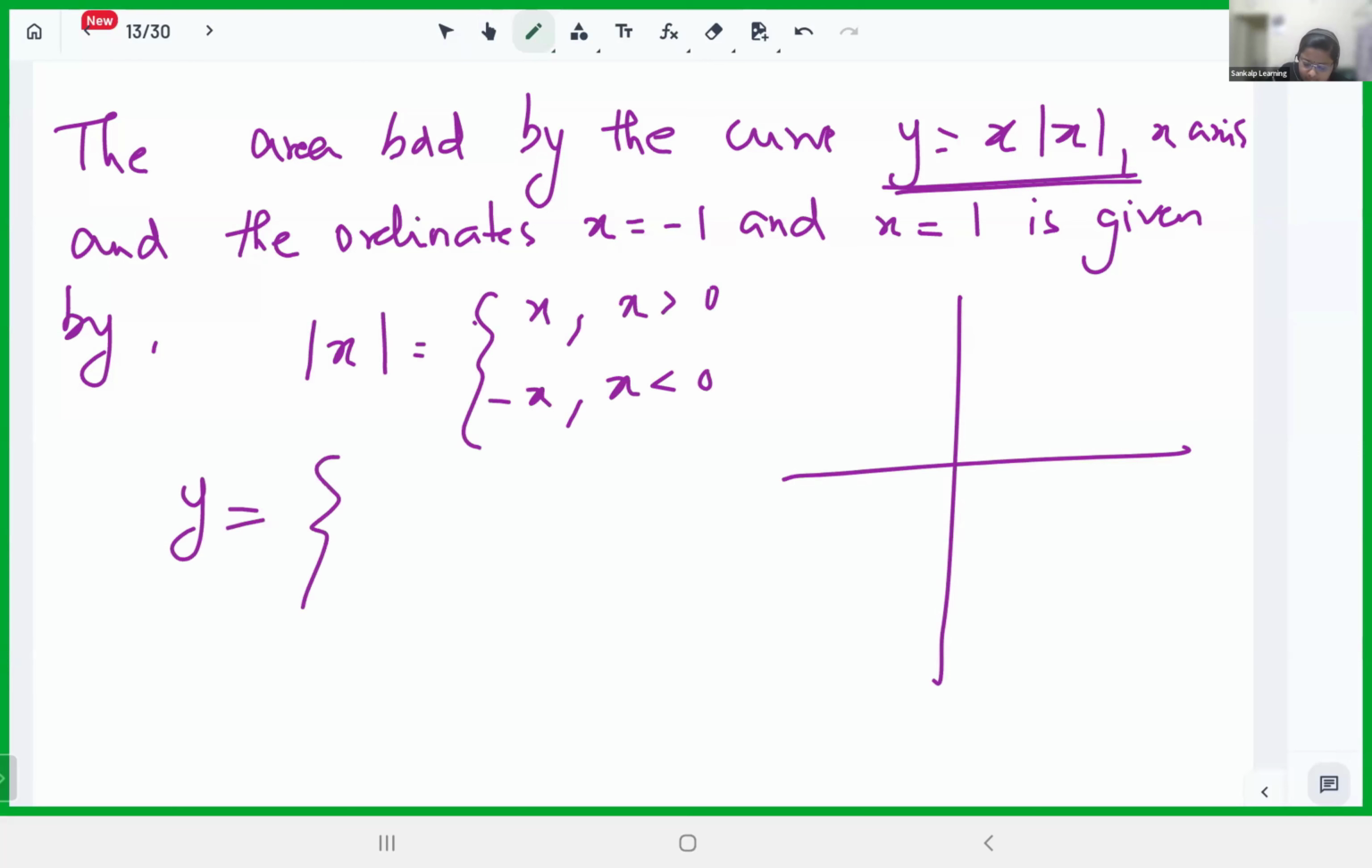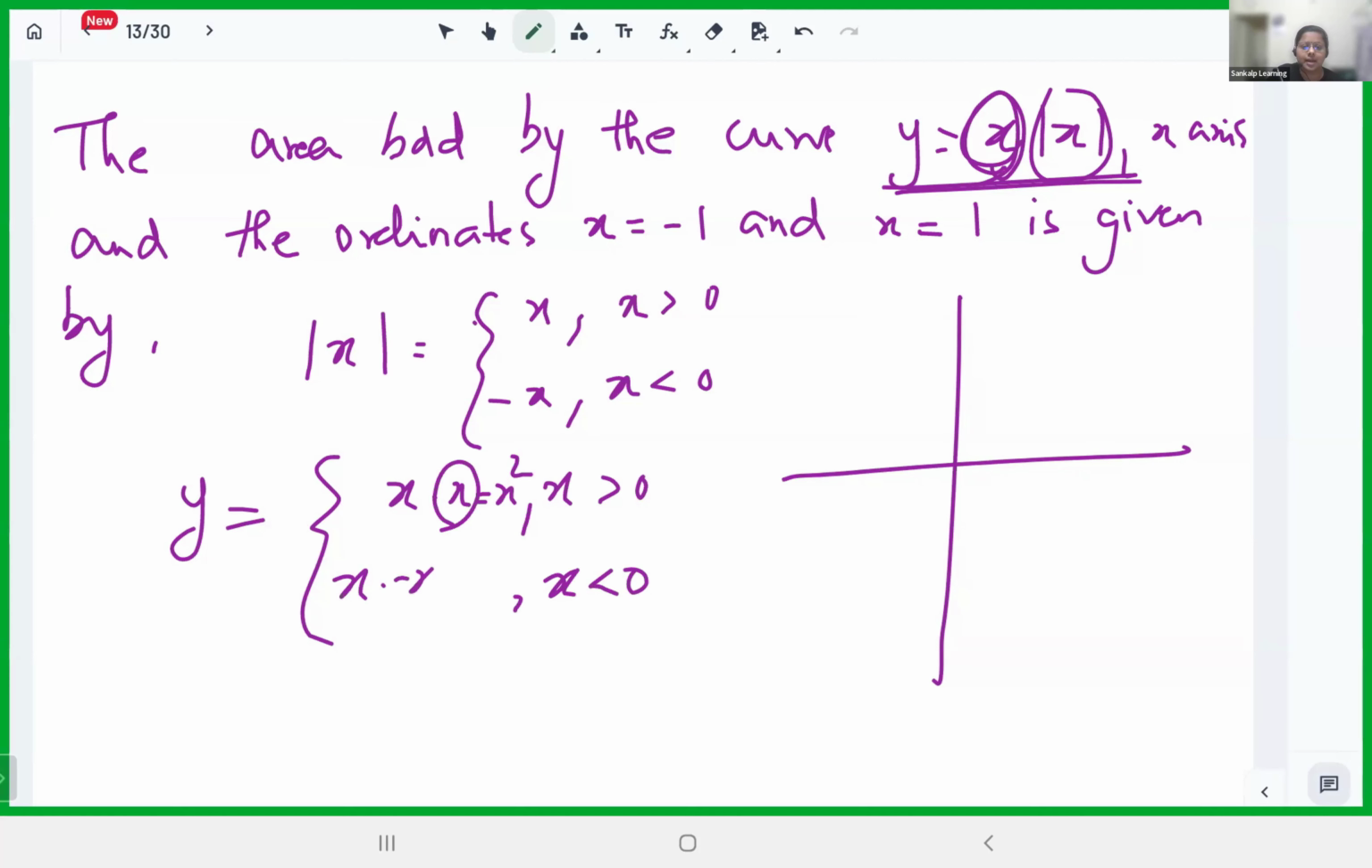Y equal to x into mod x will have two parts, right? So when x is greater than 0, we know the first part is x. But what about mod x? Mod x will be x, which means it is equal to x square. When x is greater than 0, the function is x square. And what happens when x is less than 0? The first portion is x itself, but x into minus x, since the second part is modulus x, right? So if x is less than 0, the second part is minus x, which means this is equal to minus x square.